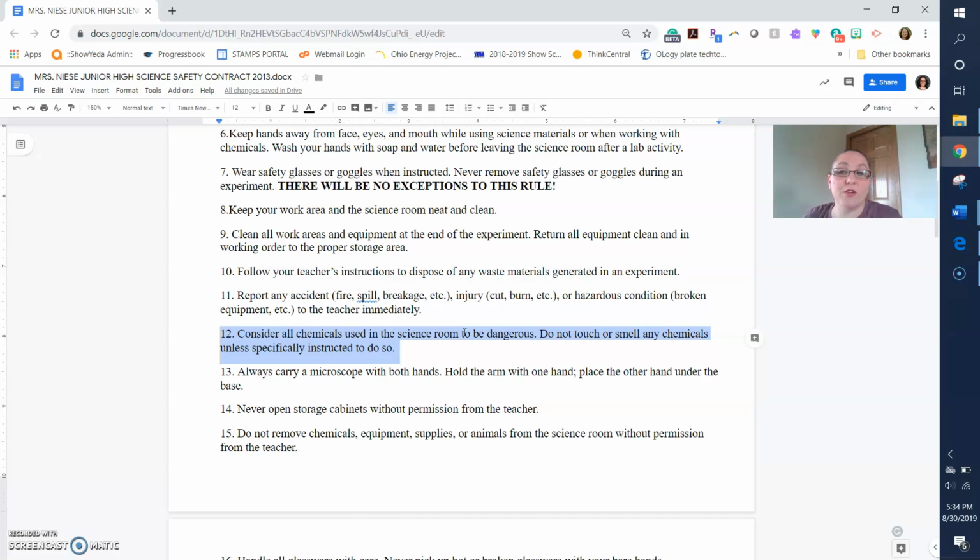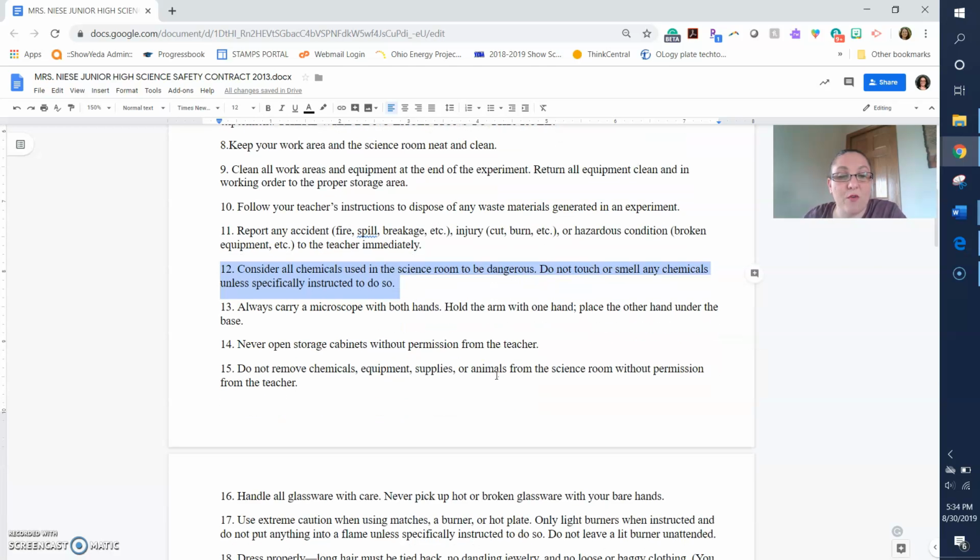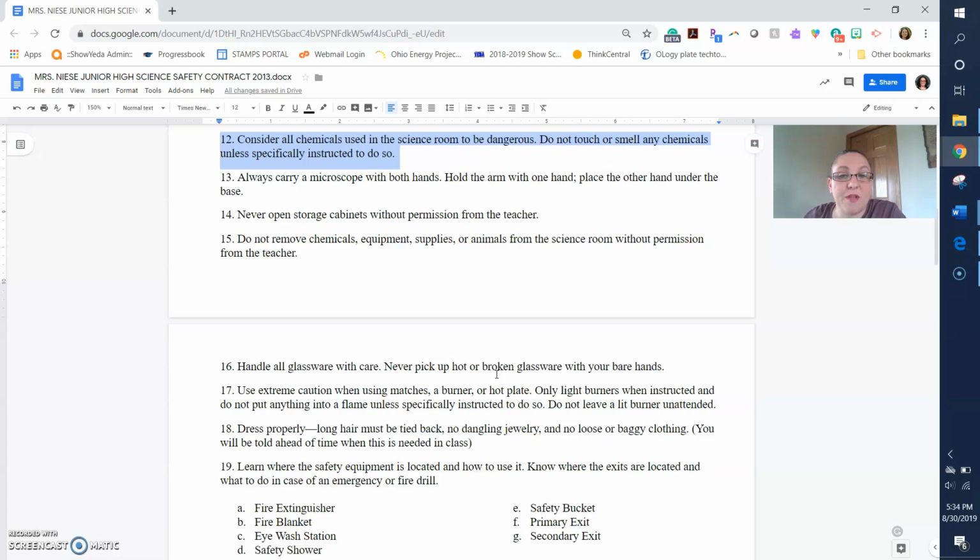When you're carrying a microscope, you want to use both hands. You're going to hold the arm on one side and the base on the bottom when carrying a microscope. 14, never open my storage cabinets without permission. 15, do not remove chemicals and equipment and supplies from the science room without permission.